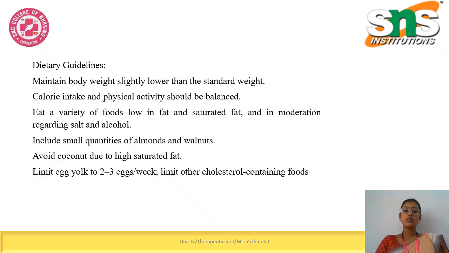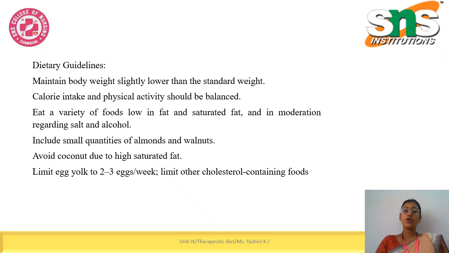For maintaining the goals, we have to mainly maintain a lower body weight with a balanced caloric intake and activity, and eat low fat, low saturated food items, and moderate salt and alcohol, which can include a small amount of almonds and walnuts. We have to avoid the coconut because of its high saturated fat.